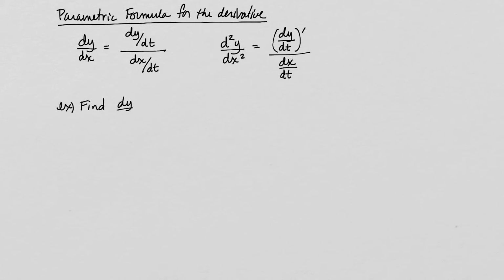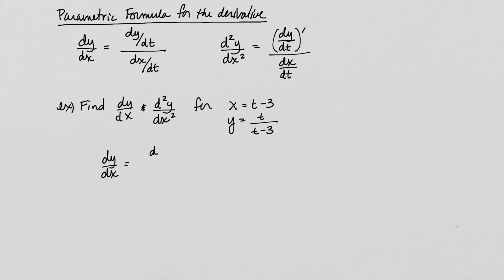find dy/dx and d squared y/dx squared, whoops, this should have been dy/dx, for x equals t minus 3 and y equal to t over t minus 3. So to be able to find dy/dx, to keep saying the wrong thing, we are going to need dy/dt divided by dx/dt. So I'm going to come over here on the side and find dy/dt, especially because I'm going to need to use it more than once.